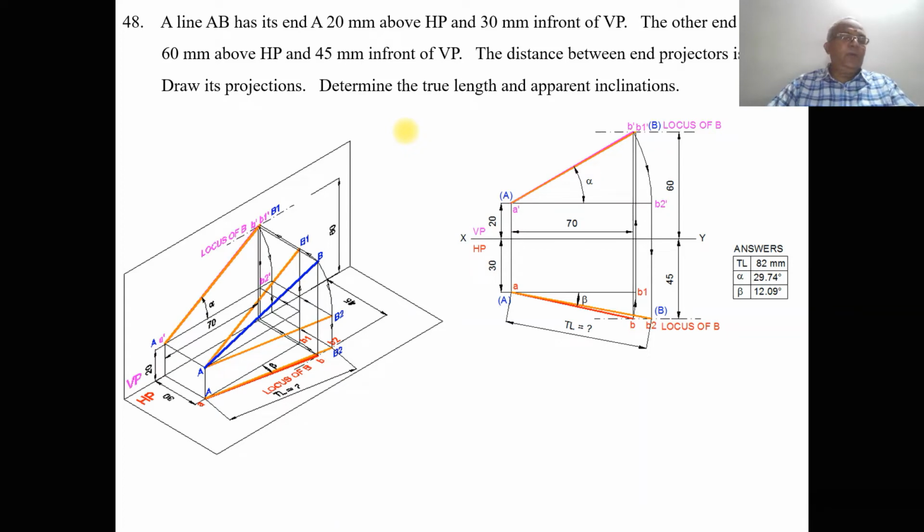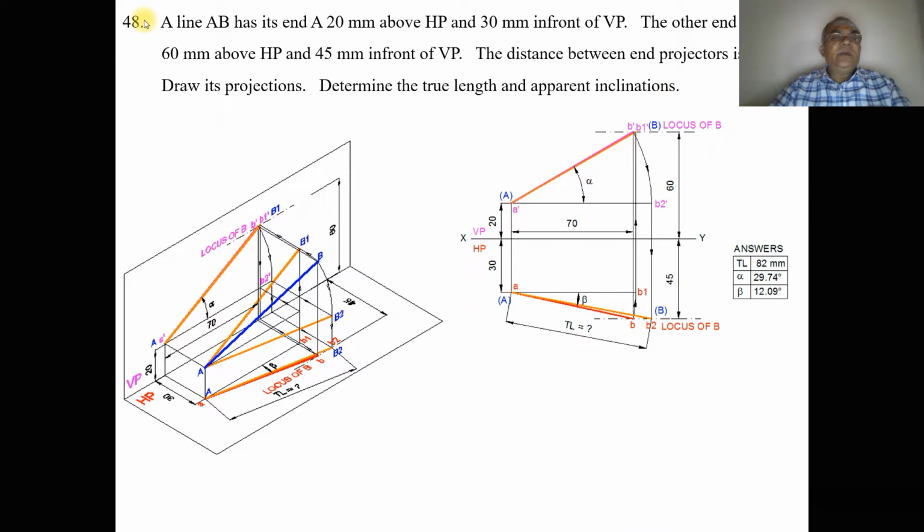Now, in this video, we're going to take up one more problem on projections of lines, problem number 48. A line AB has its end A 20 mm above HP and 30 mm in front of VP. The other end B is 60 mm above HP and 45 mm in front of VP. The distance between the end projectors is 70 mm. Draw its projections and determine the true length and apparent inclinations.